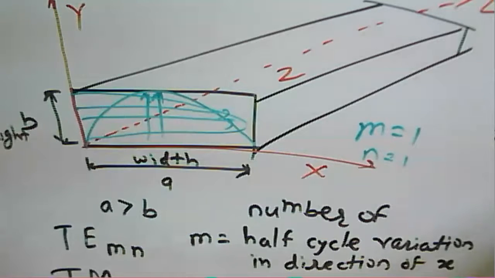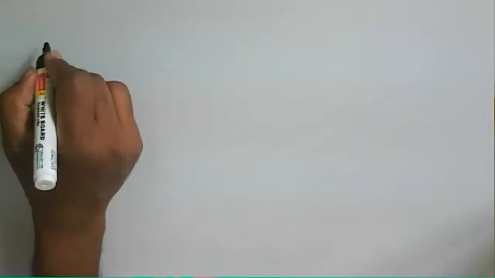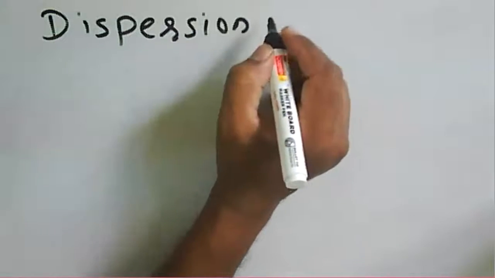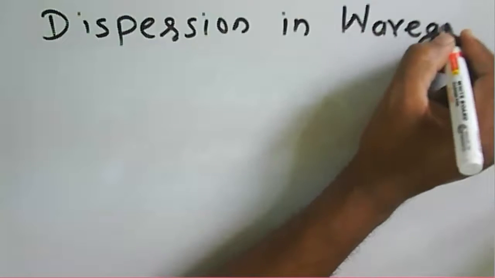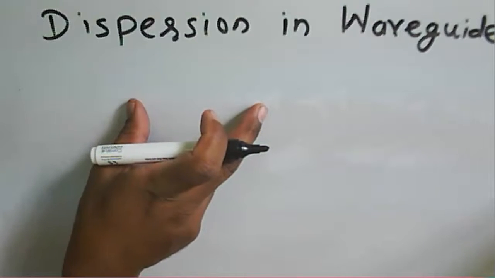Since we are talking about the various numbers of modes, we talk about the other field components. We'll come again to this topic about modes and all. First of all, we talk about dispersion in a waveguide. Now, dispersion in a waveguide. Generally we say dispersion means what?